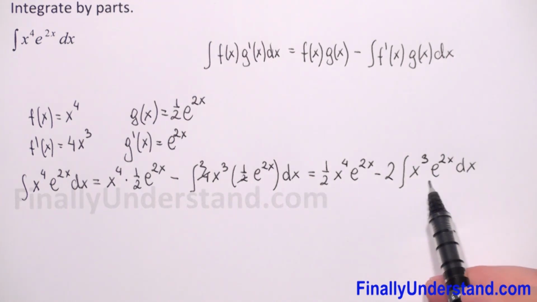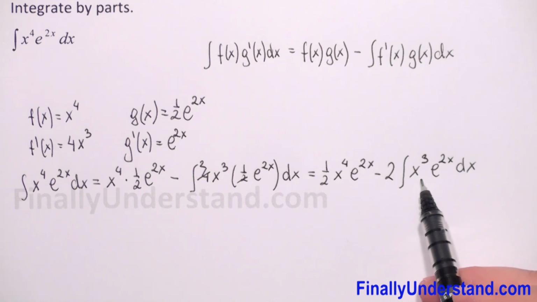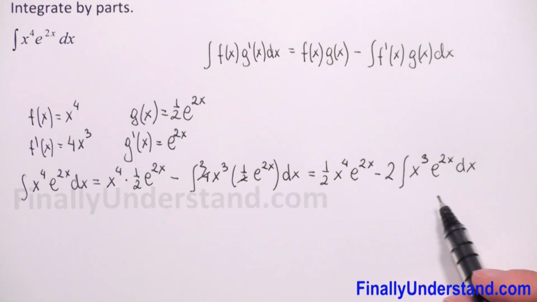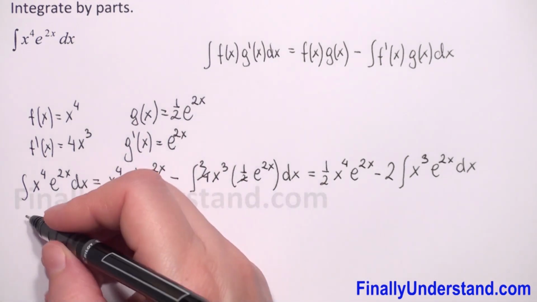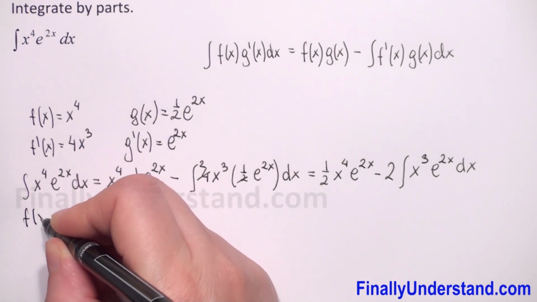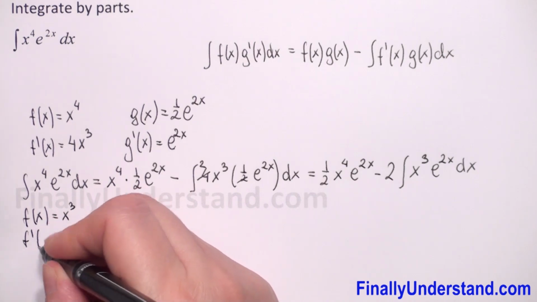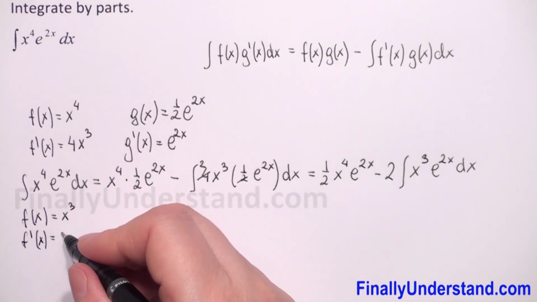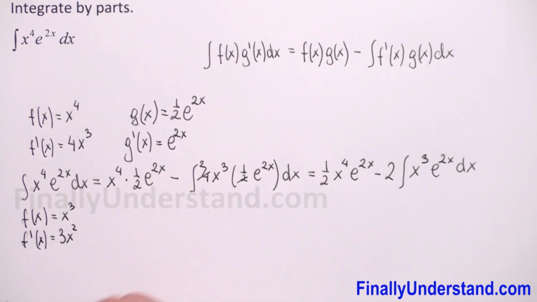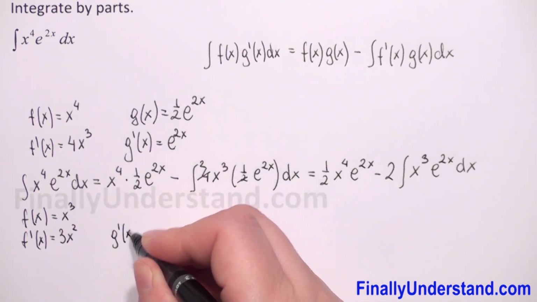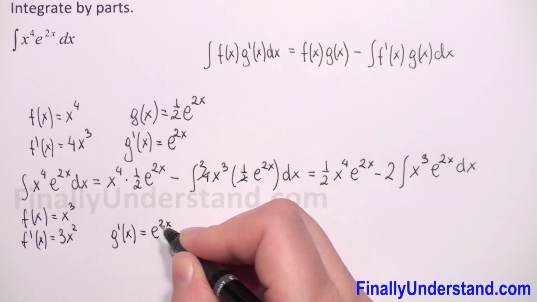We see our function is now simpler, so we need to use the integration by parts formula again to reduce this x to cube power to x to 0 power. So let me put again f of x equals x cube. f prime of x will be equal to 3x squared, and what is left? e to power 2x. So our g prime must be equal to e to power 2x.